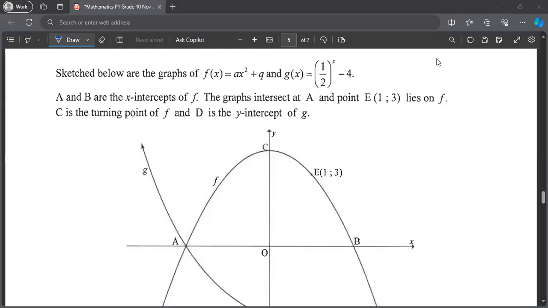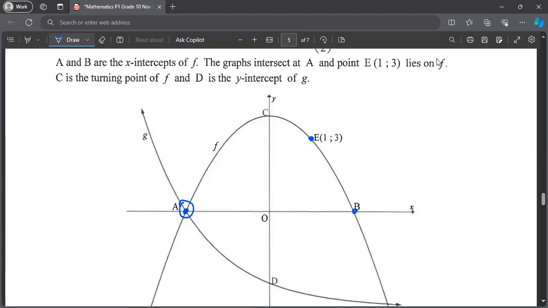So in this case, we are given a parabolic function of which the equation is unknown and an exponential function with the equation g of x equals 1/2 raised to the x minus 4. Now, A and B are the x-intercepts of f, and the two graphs intersect at A. The point E is just a point that lies on the function f. And then they say C is the turning point of f, and D is the y-intercept of g.